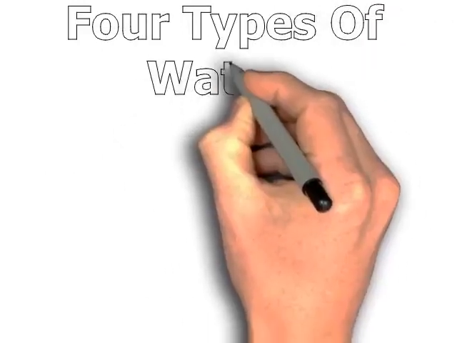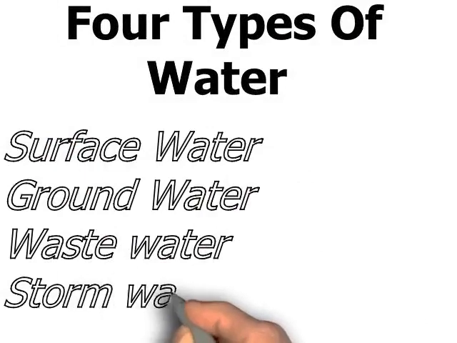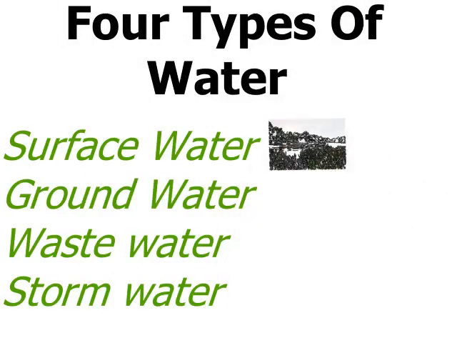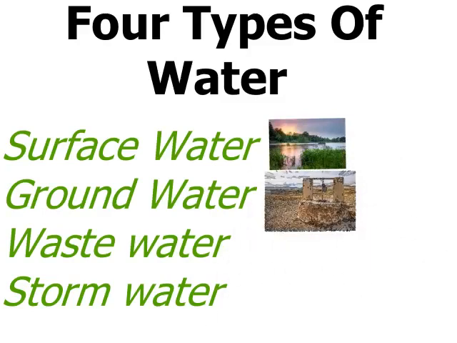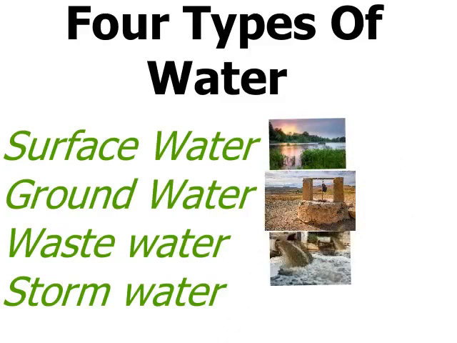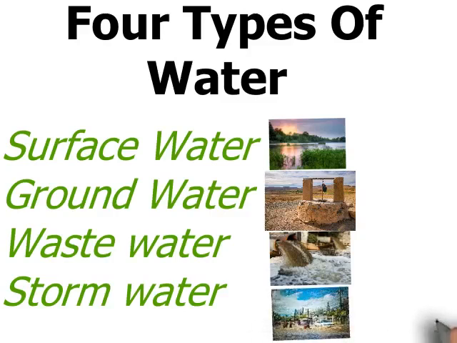4 types of water: surface water, groundwater, wastewater, stormwater. These are the 4 types of waters we have on this earth: surface water, groundwater, wastewater, and stormwater.